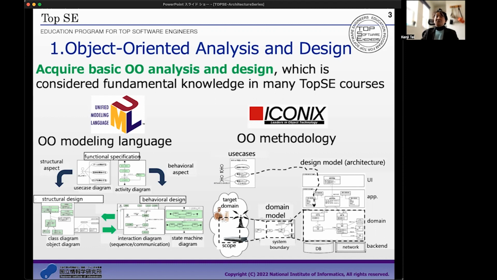There are many object-oriented methodologies, but we choose Iconix as an example because Iconix is very simple and easy to learn. Basically, Iconix obtains the design models from use cases and domain models. By using the advantage of object-oriented design, we can use the same modeling techniques to model the target domain itself and the inside design of the systems.